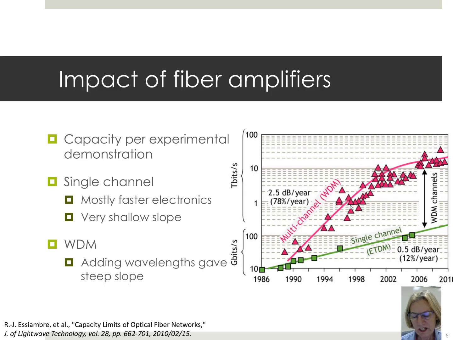Now we look at the multiple wavelengths, and we can see that the slope of the change, the slope of the increase changed tremendously. And that is because we could now, didn't have to use the electronic repeaters, and deployment of multiple wavelengths really, really took off. And we can see that that allowed us to go into the terabits per second communications on a single optical fiber.